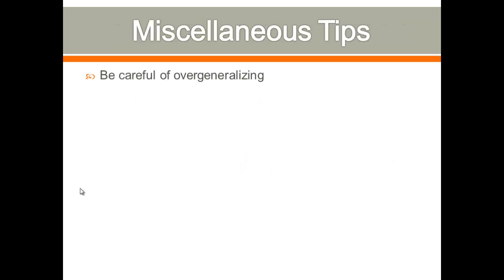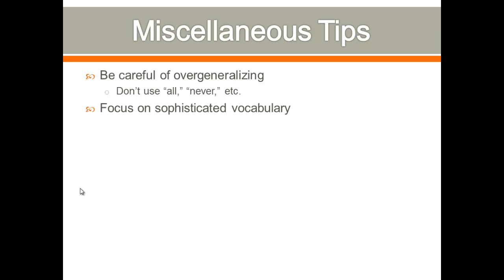All right, so miscellaneous tips to help you out. Be very careful when you overgeneralize. Never use the words "all" or "never." And even though I just said never use them, actually don't. You wouldn't say, for example, pre-Civil War, all people living in the South supported slavery. That is not true. Was there a significant chunk of the southern United States that supported slavery? Absolutely, but not everybody living in the South supported slavery.